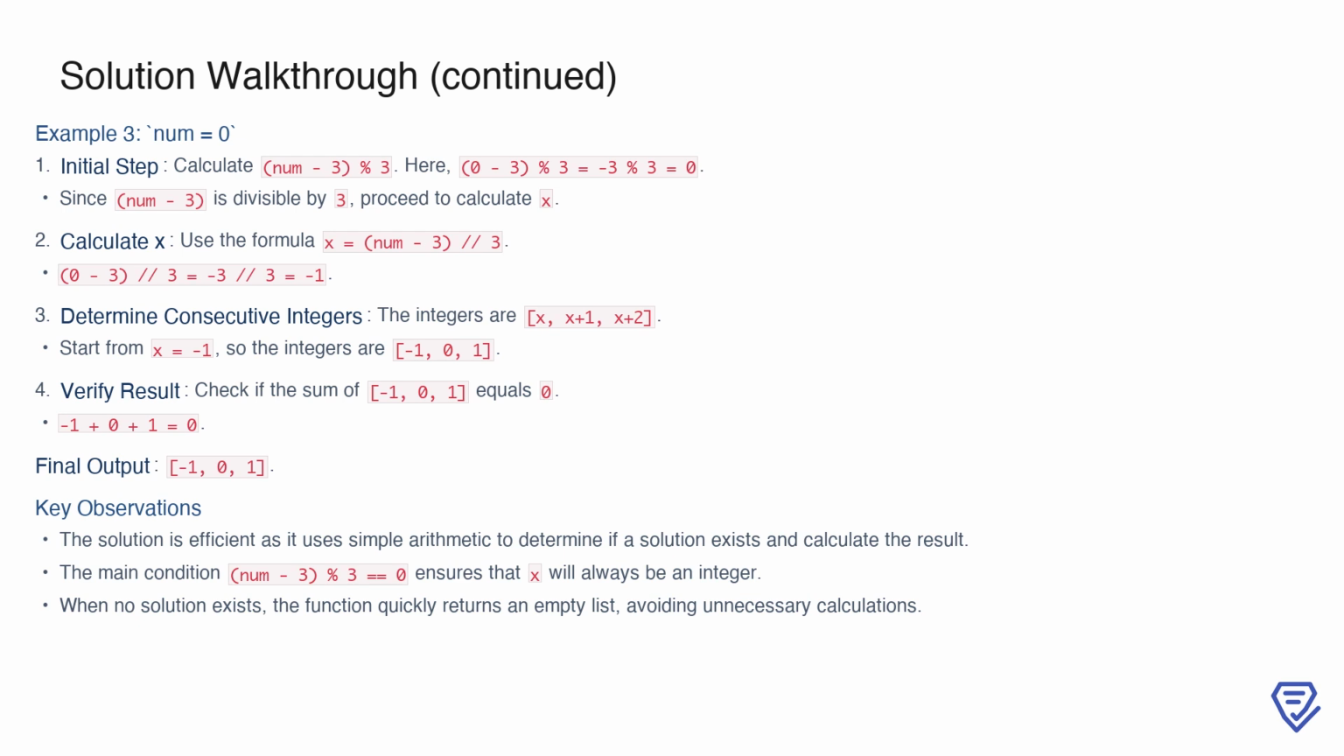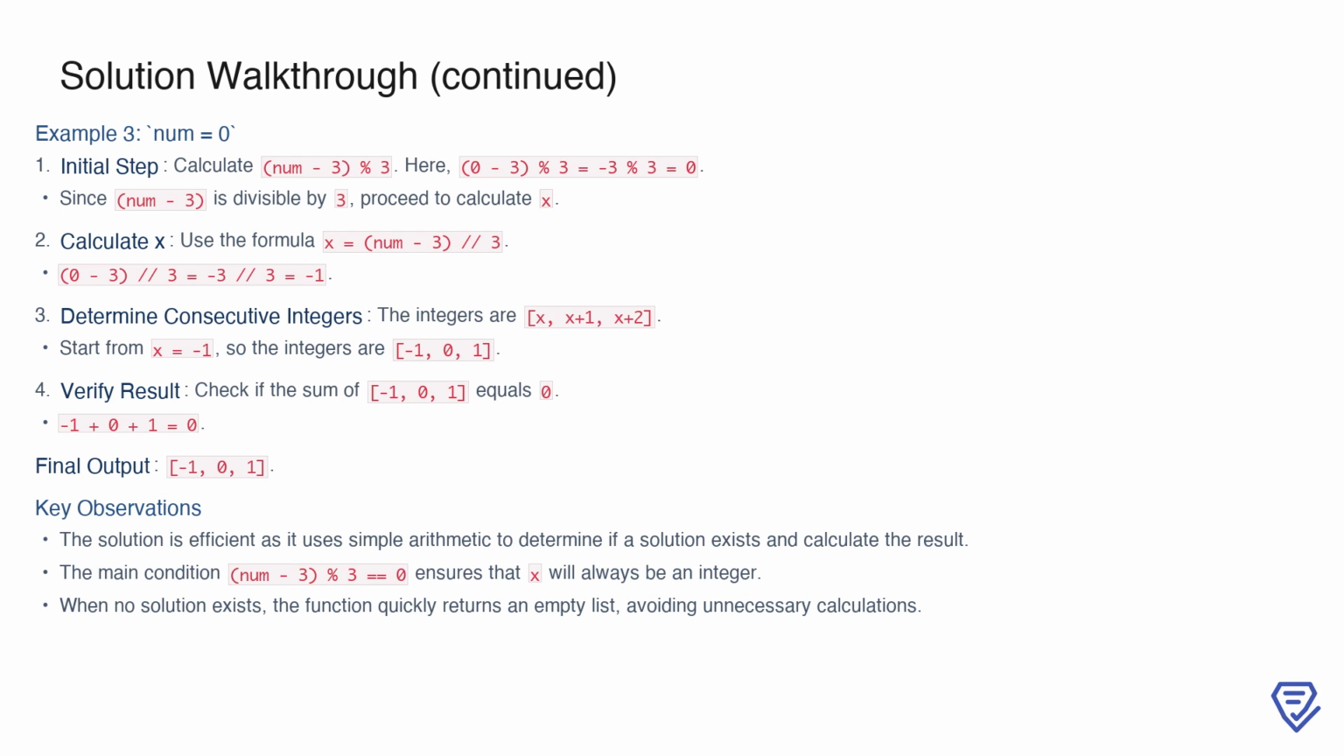Now, let's examine number equals 0. First, we check whether number - 3 is divisible by 3. Here, (0 - 3) % 3 is equal to -3 % 3 equals 0. Since the result is 0, number - 3 is divisible by 3, allowing us to calculate x. Using the formula x equals (number - 3)/3, we find x equals (0 - 3)/3 is equal to -3/3 equals -1.